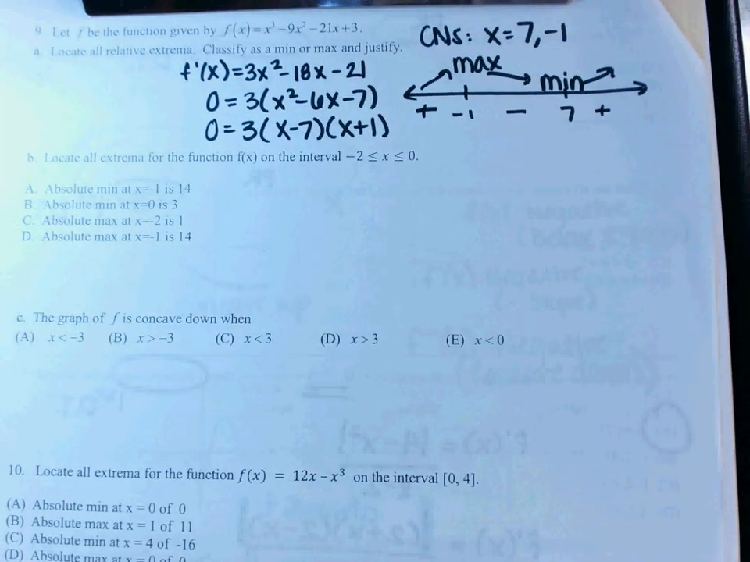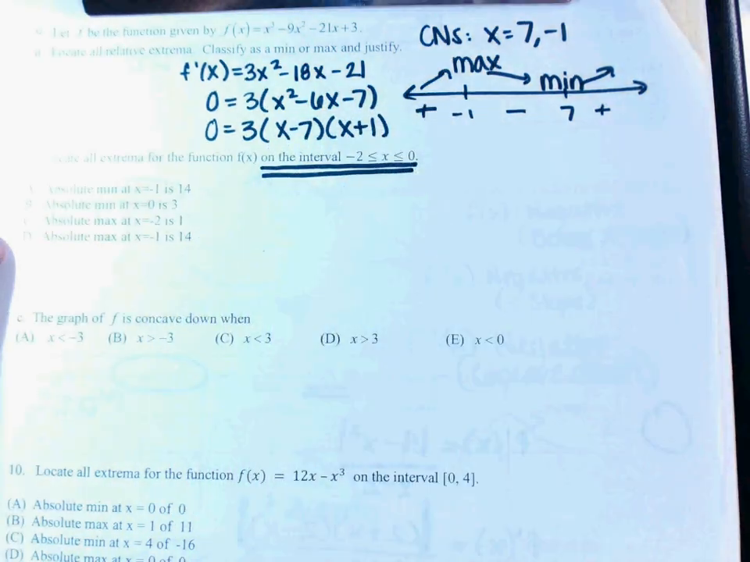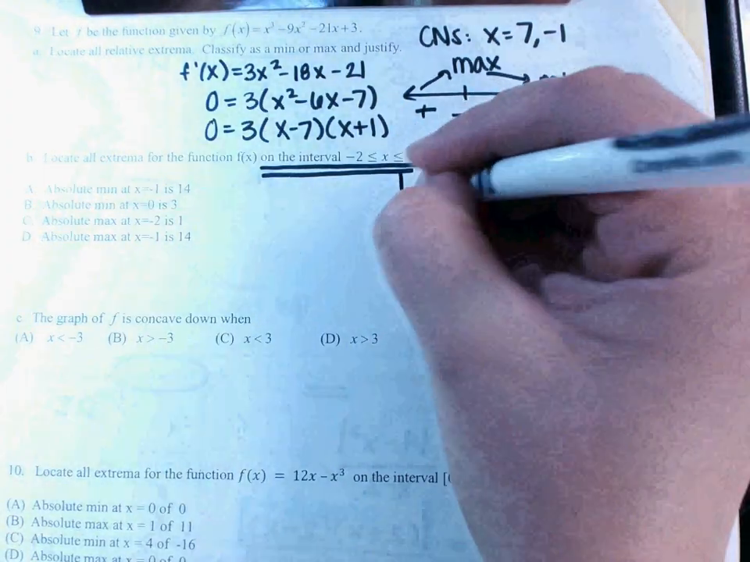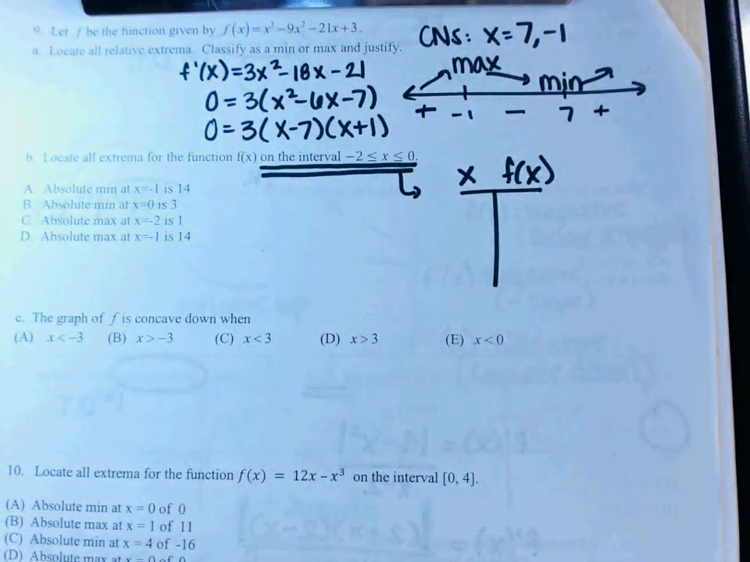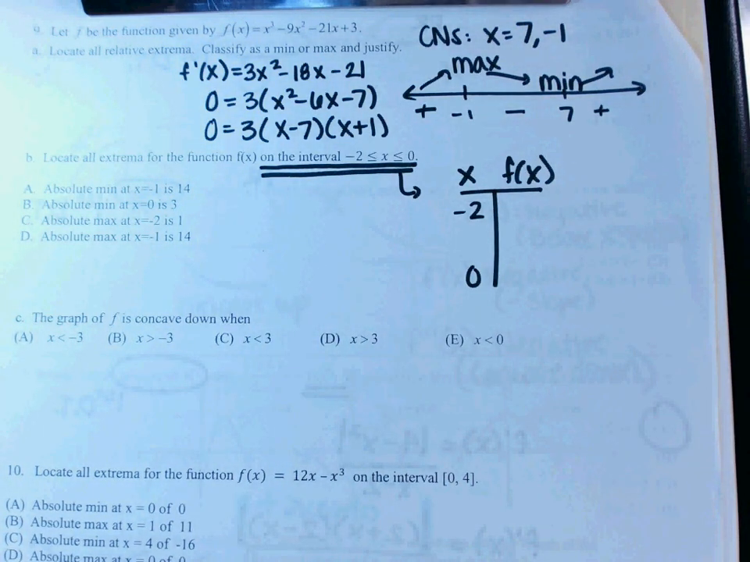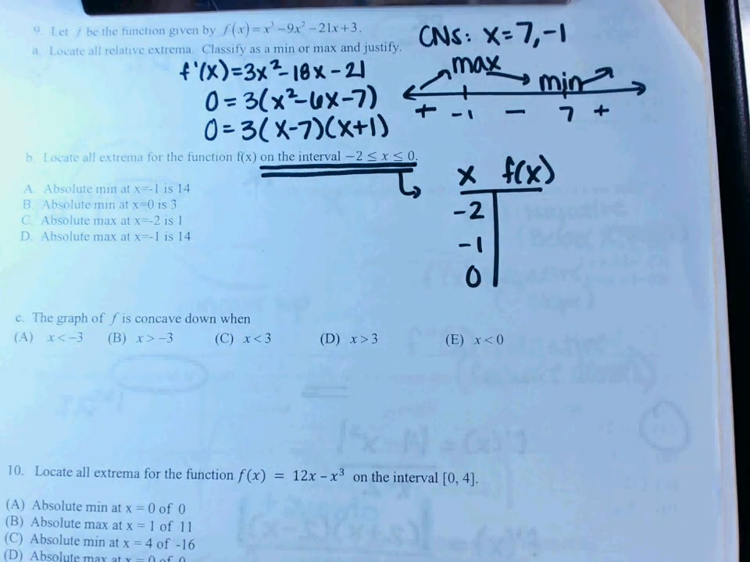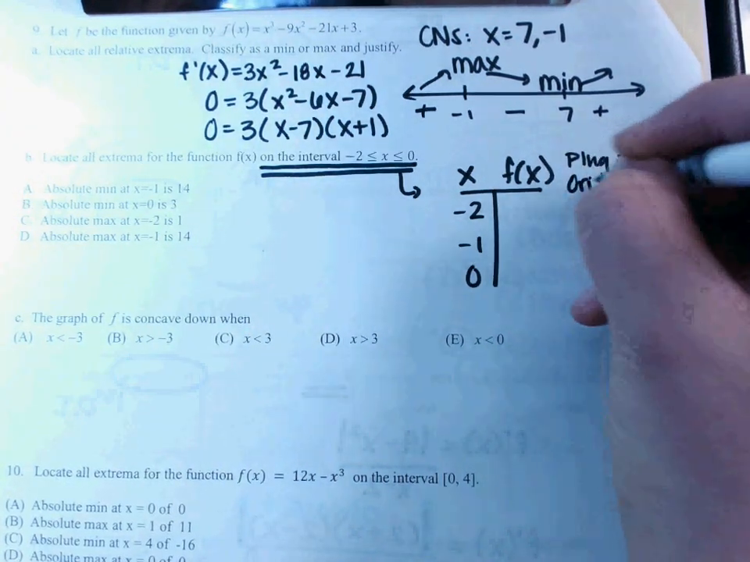It says locate all extrema for the function on the interval, means that you're doing a candidates test. If they give you an interval, you should be setting up a candidates chart. Correct. So x, f of x. My endpoints are negative 2 and 0. Which of my critical numbers will not make the chart? 7, because why? It's outside. Okay? Now, you do not have a calculator for your test tomorrow. So, let's practice without. If I plug in 0, remember I'm plugging into the original.